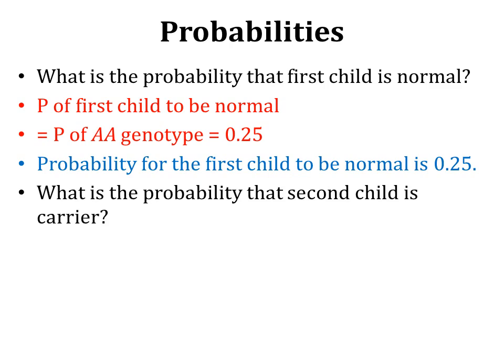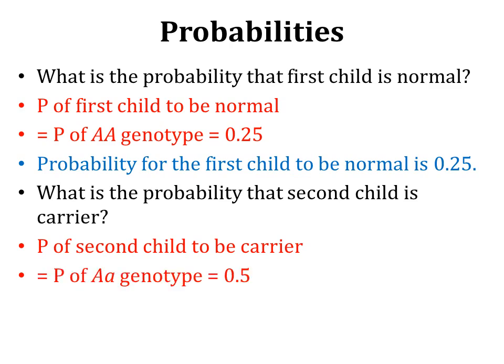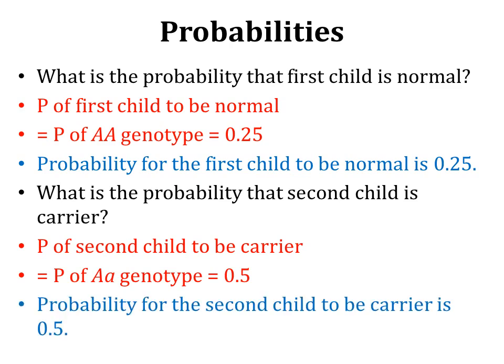The second question is, what is the probability that the second child is a carrier? Do you remember what the probability for carriers is? It is the probability for the heterozygous individuals, and that probability is 0.5. So the probability for the second child to be a carrier is 0.5. This is our second question.